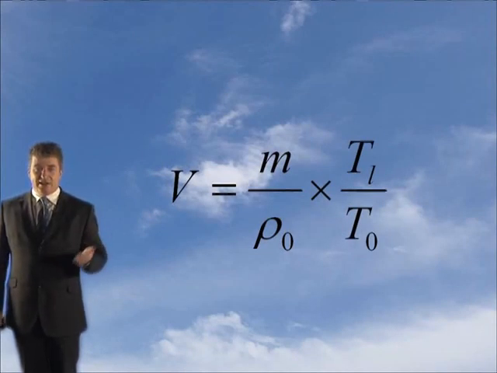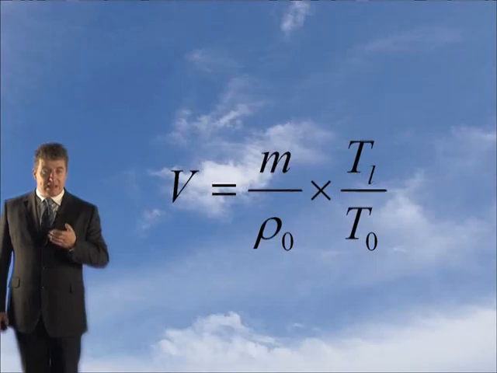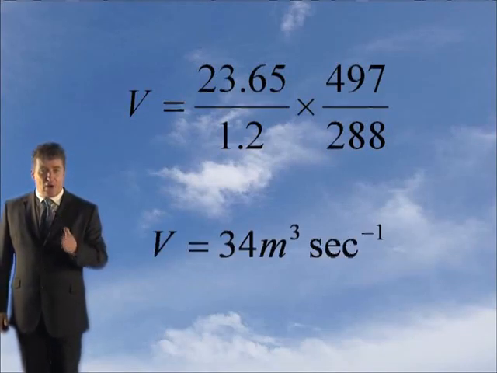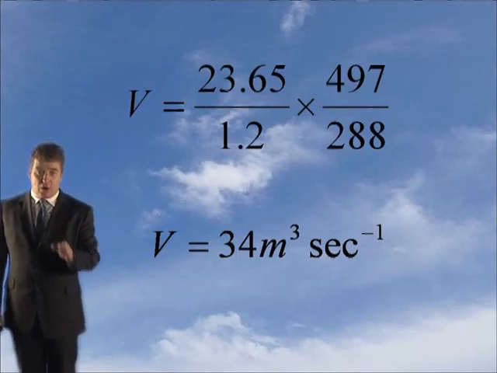Now, we need to convert this into a volumetric flow rate to work out what needs to be extracted, taking into account the fact that the smoke will be very hot and will have expanded quite considerably. And this is the formula to apply. V equals M divided by rho 0 times TL divided by T0. And if you put in your known variables, you'd work out that you've got 34 metres cubed a second of hot smoke leaving the opening. So the volumetric flow leaving the actual opening is 34 metres cubed a second.